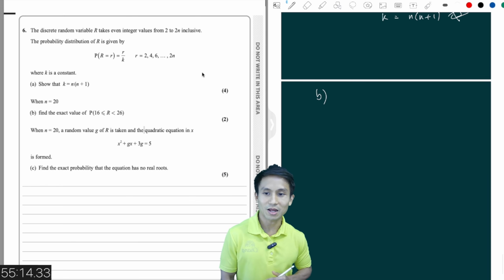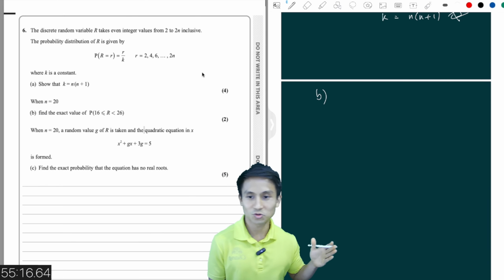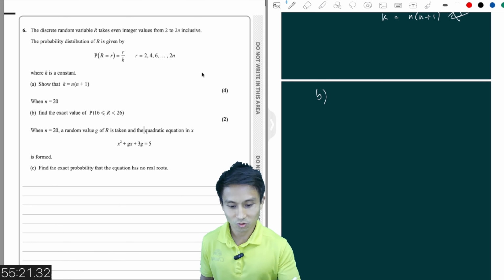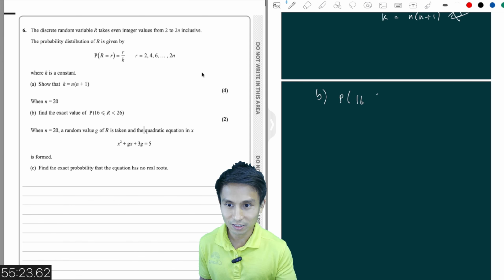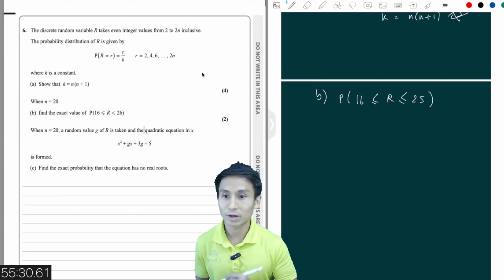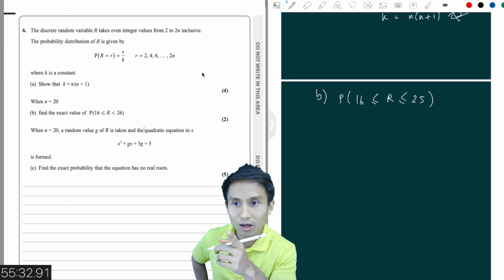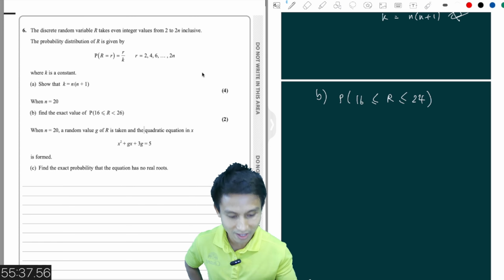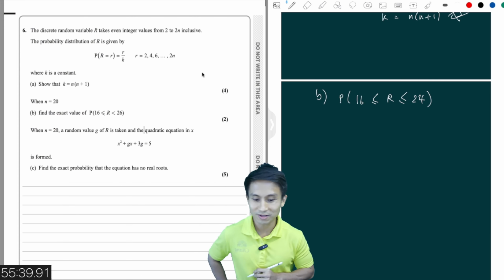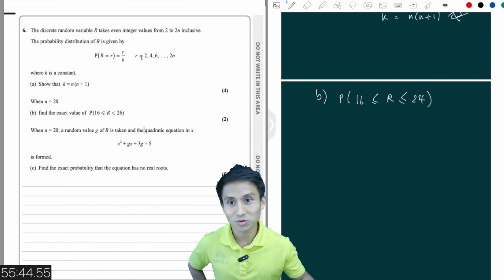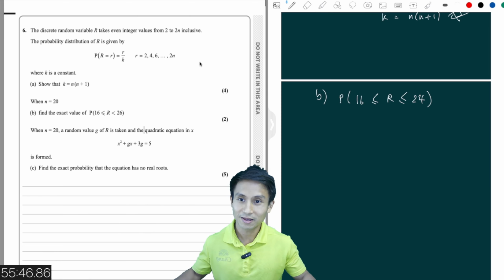Part B. Find the exact value of p from 16 to 26. We got to be careful there. R is discrete here, so probability of 16 less than or equal to R, that should be changed to less than or equal to 25. Yeah? Wait, hang on. Variable R takes an even integer. That should be 24. Okay, there you go, because it can't be 25. When n equals 20, so that is 2 up to 40, right? Okay.